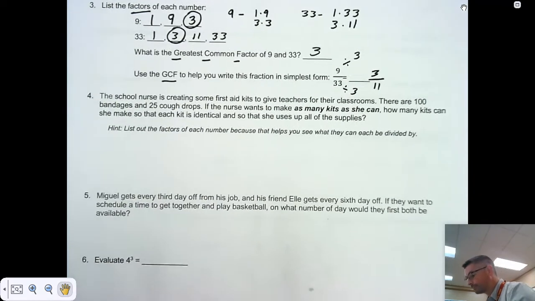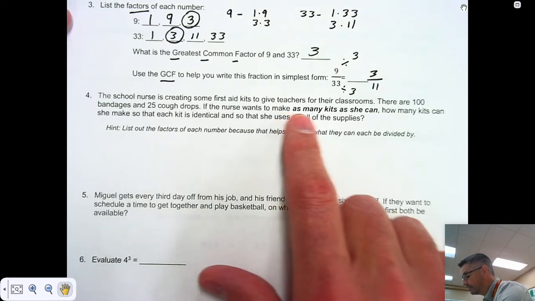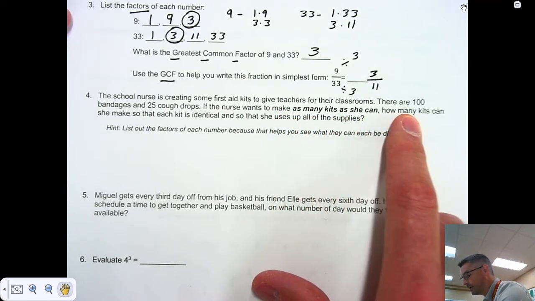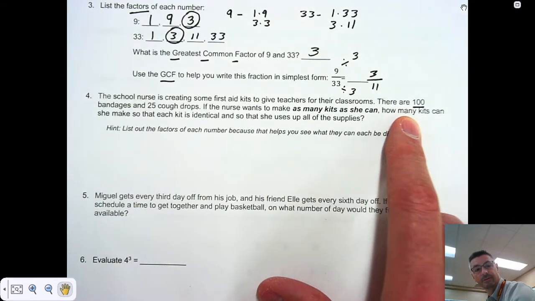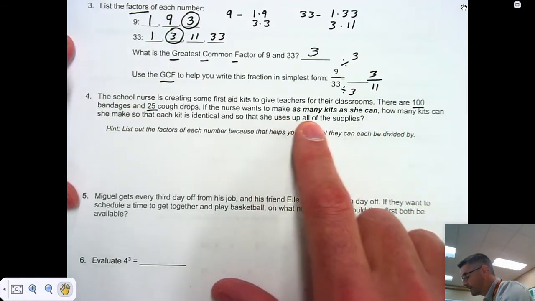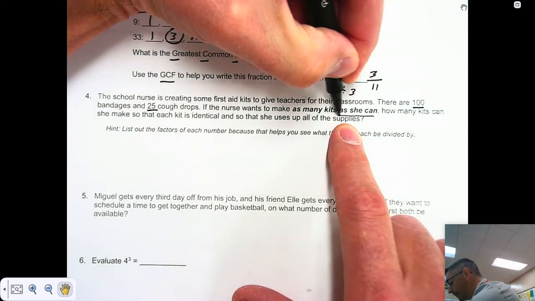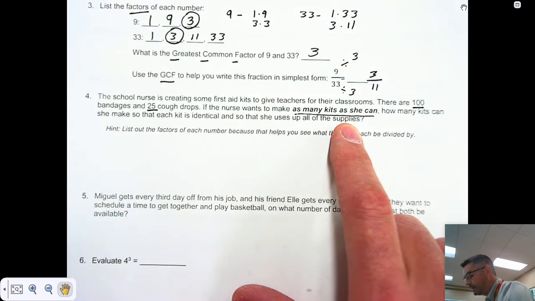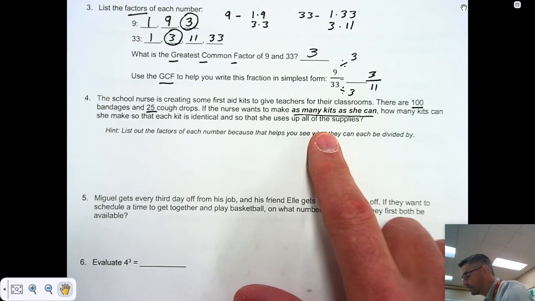Number 4. The school nurse is creating some first aid kits to give teachers for their classrooms. There's 100 bandages, I'm going to underline that, and there's 25 cough drops. If the nurse wants to make as many kits as she can, as many, and that's bolded, and I'm going to underline it again, how many kits can she make so that each kit is identical, so that uses up all the supplies? So no supplies can be left over.